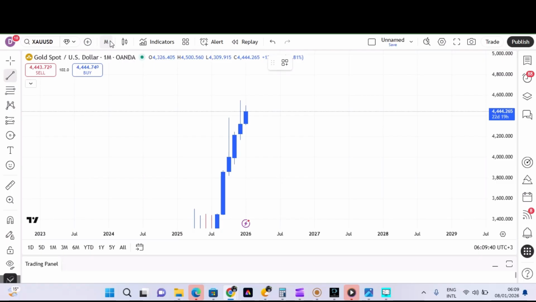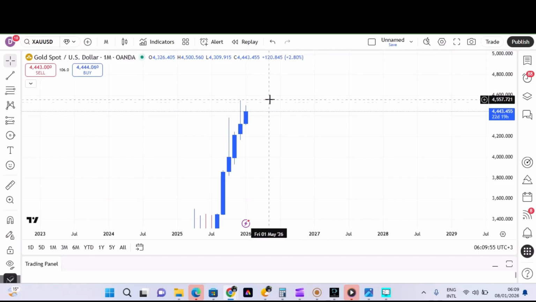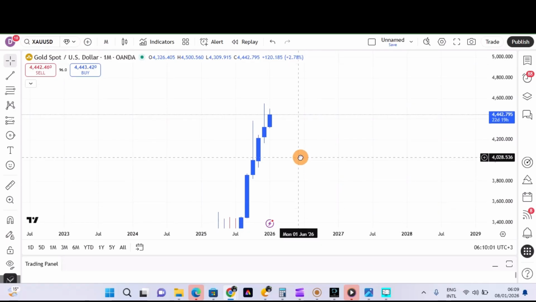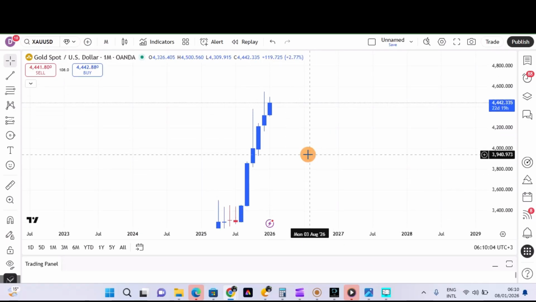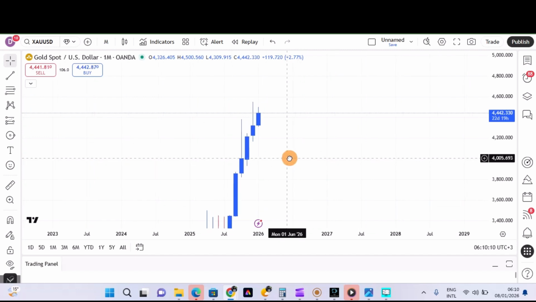As usual, we start our analysis with the monthly time frame, the top-down analysis to be precise, which acts as our guiding tool and our sketch for understanding the historical data of the market, the current data of the market, and maybe the futuristic data of the market. All right, so let's kick off by understanding what gold is doing on the monthly time frame.